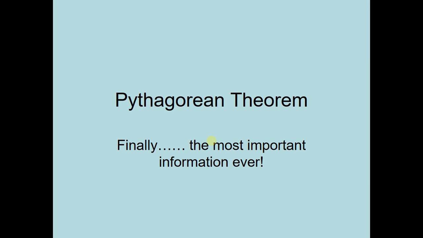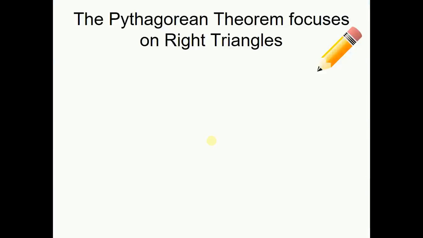So today we're going to look at Pythagorean Theorem, the most important information ever created. Basically, you've heard of Pythagorean Theorem before. It focuses only on right triangles. So Pythagorean Theorem only works with a right triangle. Don't try this in obtuse or any of those kinds.